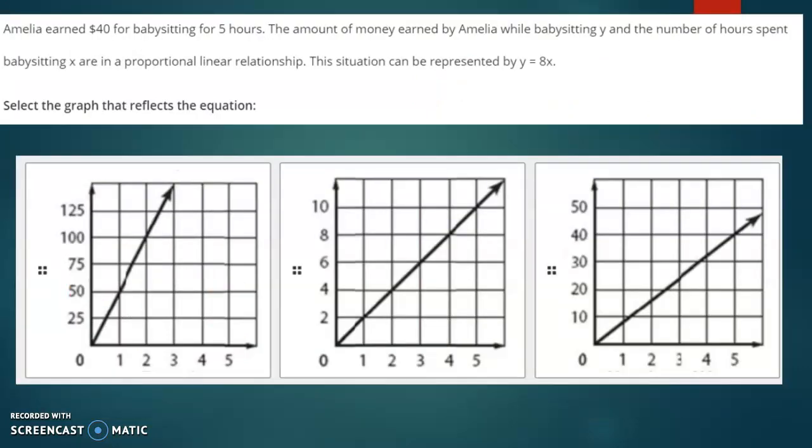Amelia earned $40 for babysitting in 5 hours. $40 for 5 hours. The amount of money earned by Amelia while babysitting and the number of hours spent babysitting are proportional, which means it's a line going through 0, 0. And the situation can be represented by y equals 8x. Couple of ways you can do it. So when I look at this, I do have a point, and this is my point.